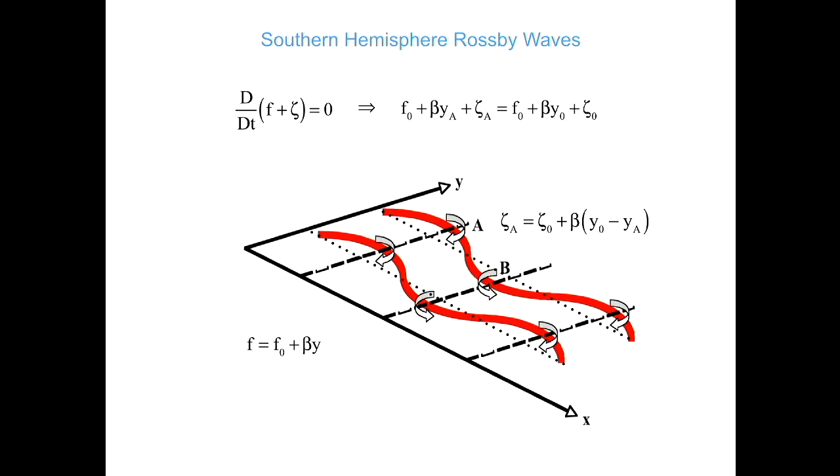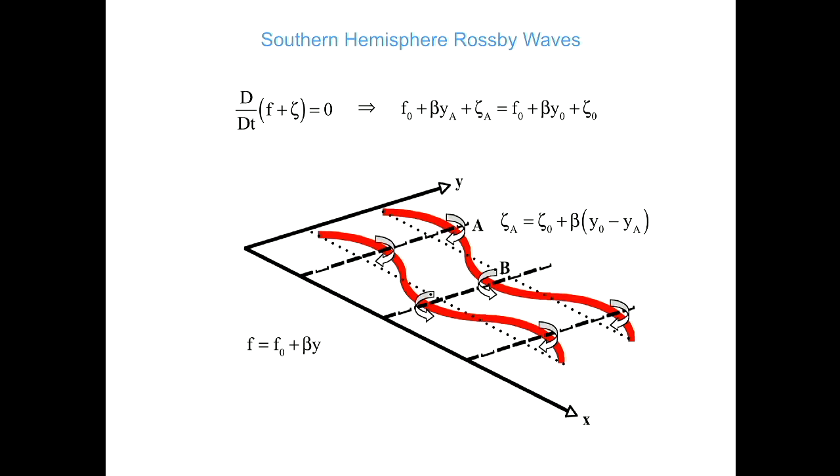So let's look at this diagram here. This red line, for example. Y points towards the north, X points towards the east. Suppose we take a line of fluid parcels in air, and we push some north and we push some south. Some get pushed north, some get pushed south, some get pushed north, etc.